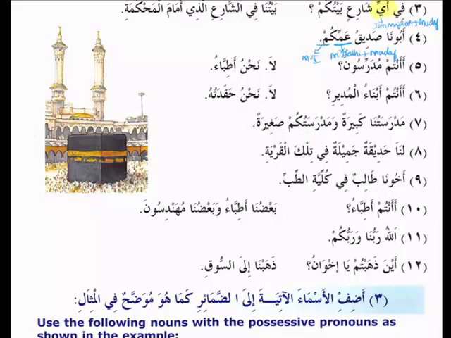Next, sentence number 8. Lana hadiqatun jamilatun fi tilkal qarya. There's a beautiful garden. Hadiqatun is garden. Jamilatun means beautiful. There's a beautiful garden fi tilkal qarya, in that town. Okay, lana. So the sentence is beginning with a jar majroor. So what do you know about a sentence that begins with a jar majroor? That this jar majroor will be muta'alliq of the khabar mahzoof muqaddam.